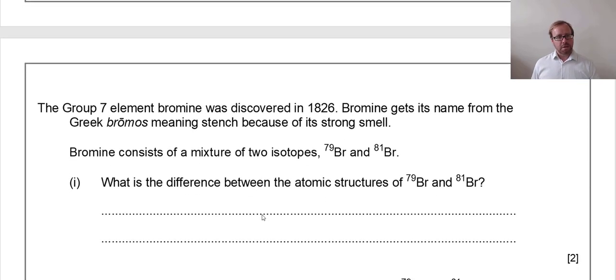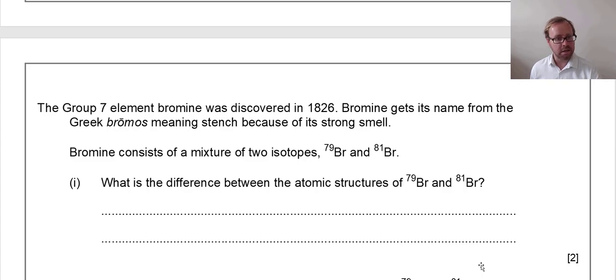Okay, so the group 7 element bromine was discovered in 1826. Bromine gets its name from the Greek bromos, meaning stench, because of its strong smell, and it definitely does smell. Bromine consists of a mixture of two isotopes, 79Br and 81Br. What is the difference between the atomic structures of 79Br and 81Br? You may notice that this is worth 2 marks, so you probably have to say two things. So what can we say is the difference?